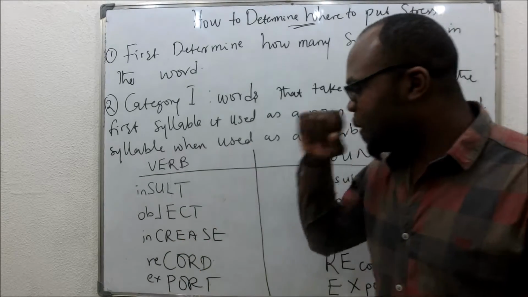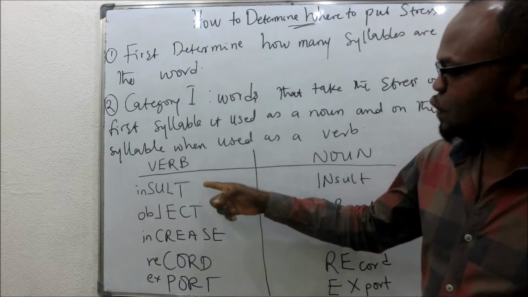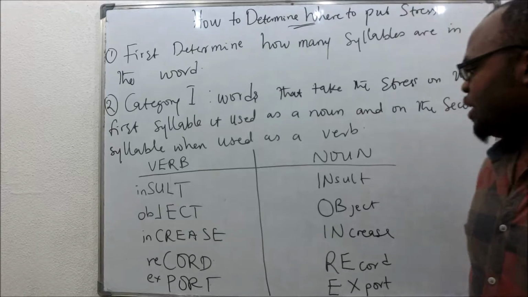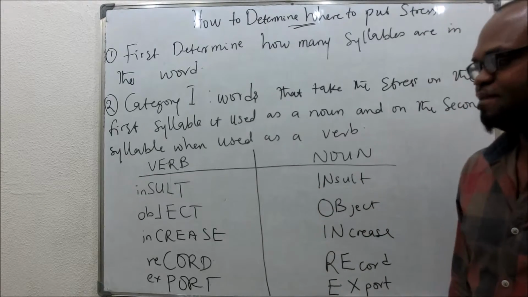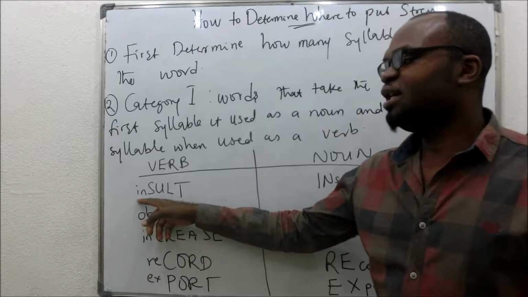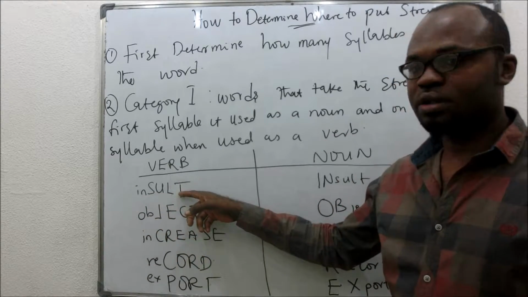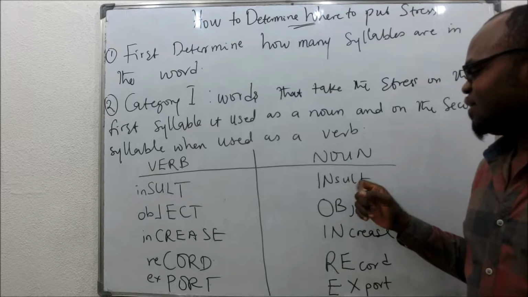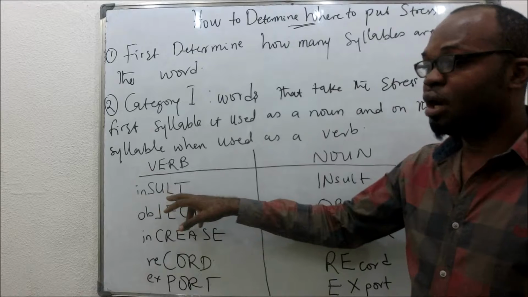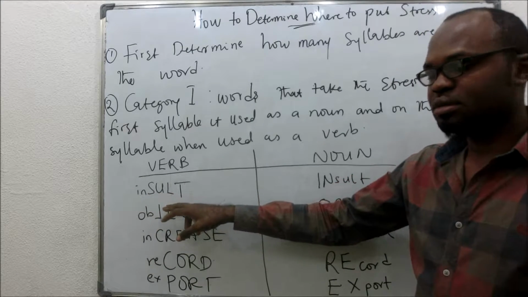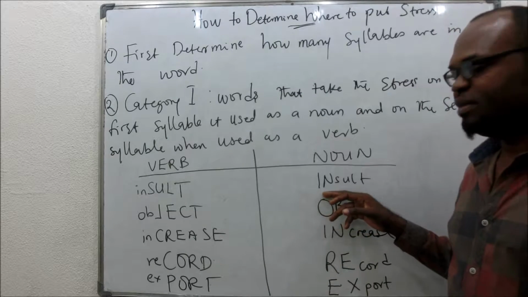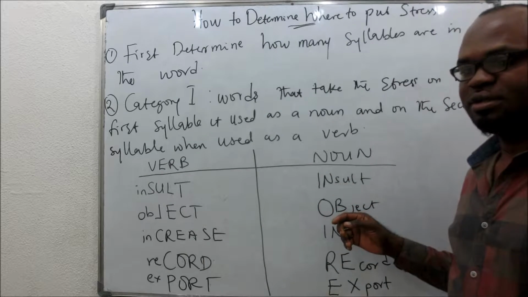Now, when these words are used as verbs, they are pronounced differently from when they are used as nouns. So if you're using this as a verb, the right pronunciation is inSULT. But if you're using it as a noun, the right pronunciation is INsult. You are insulting me. This thing you're giving me is an insult.